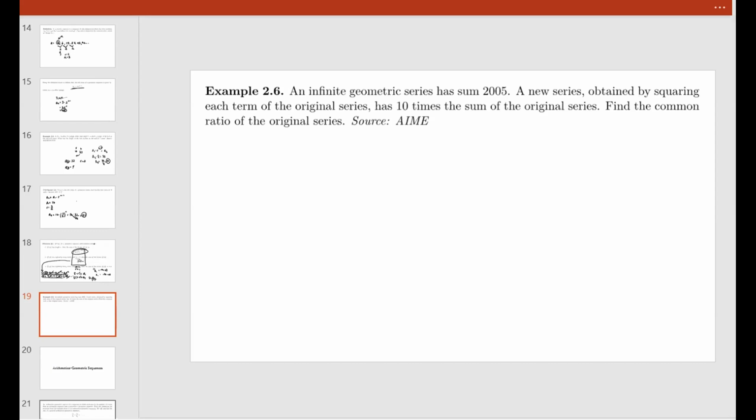So let our original geometric series have first term a1 and common ratio r. We're given that it has sum 2005. And from the previous slide, you can recall that the sum of an infinite geometric series with first term a1 and common ratio r is a1 over 1 minus r, and that this is 2005.